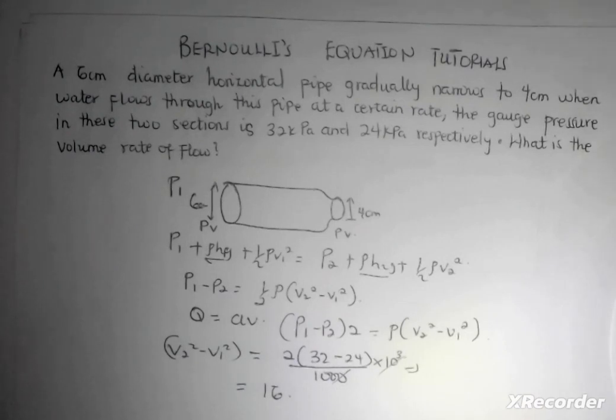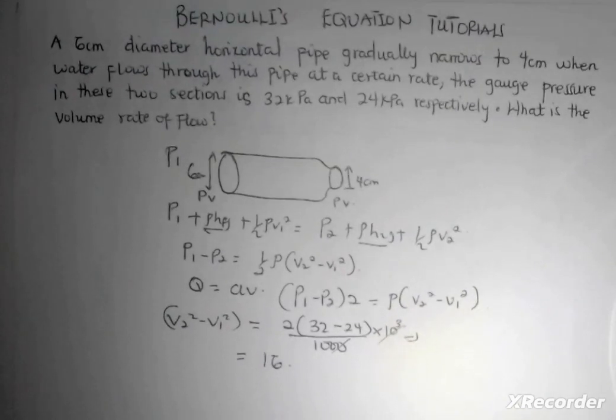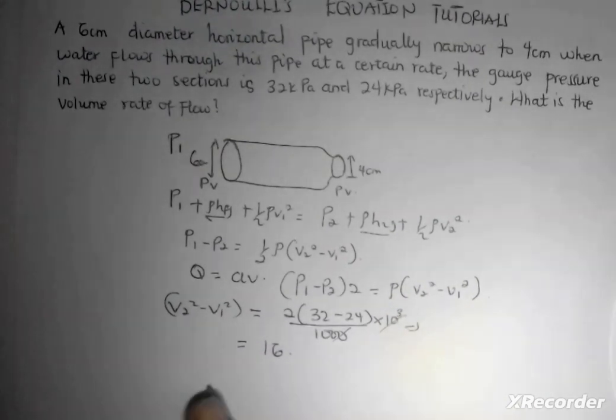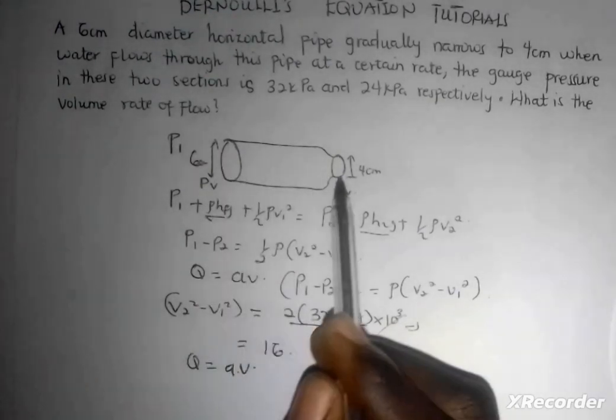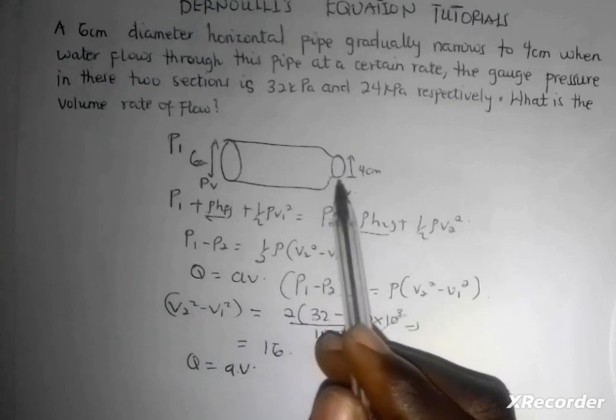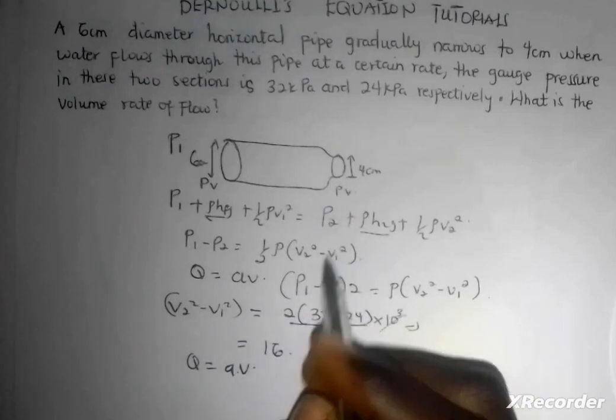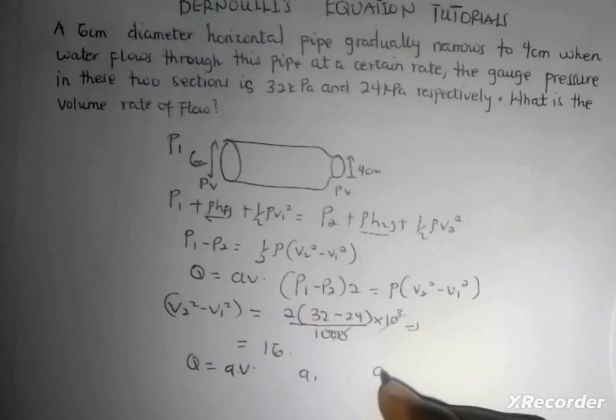So let's see how we're going to do this. Now to find the area, from Q is equal to AV, we need area, right? So you can see that since the diameters of the cross sections differ, you have area 1 and you have area 2.